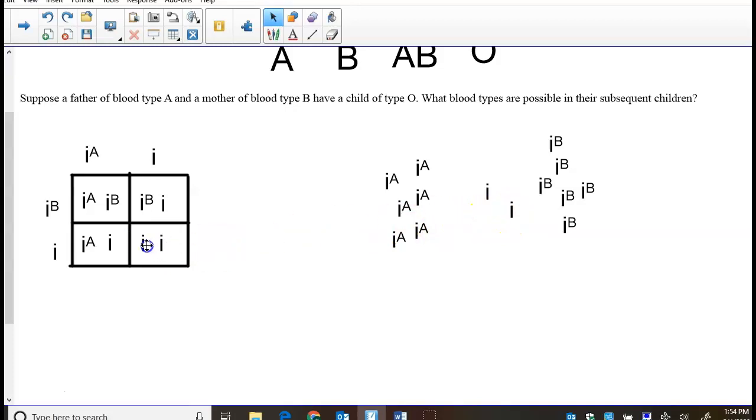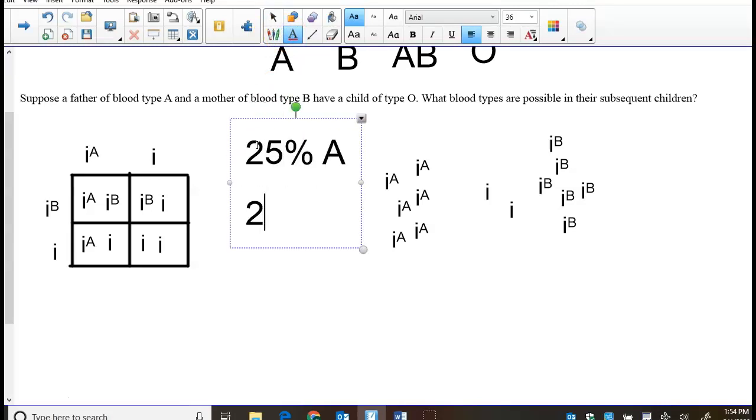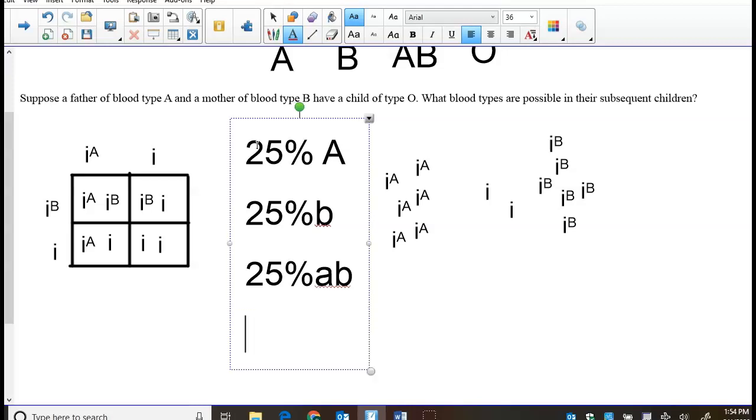So the question says, what are the other possible blood types that these parents could have? The answer would be, I'll write it down here, we would have 25% A, 25% B, 25% AB, and 25% O. And that's our answer. 25% of each of those. And that's how you do a blood type problem.